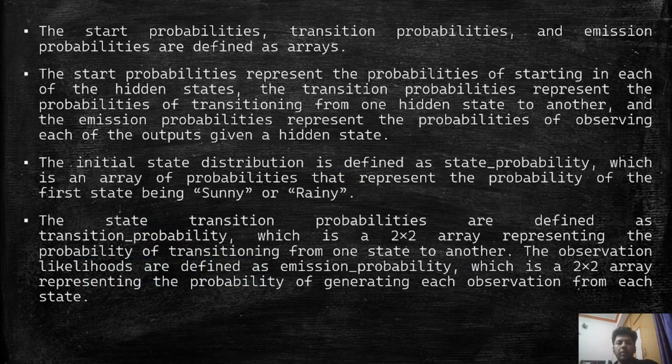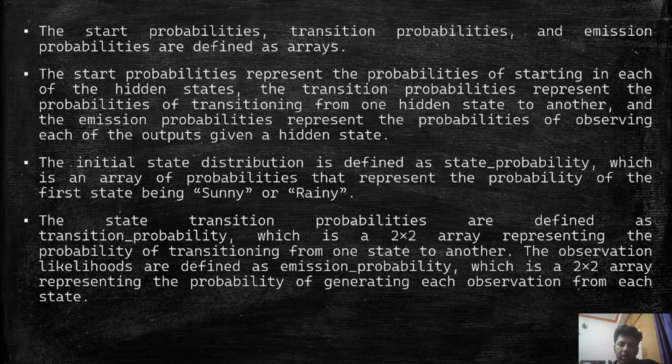So the start probabilities, transition probabilities, and emission probabilities are defined as arrays. The start probabilities represent the probabilities of starting in each of the hidden states. The transition probabilities represent the probabilities of transitioning from one hidden state to another, and the emission probabilities represent the probabilities of observing each of the outputs given a hidden state.